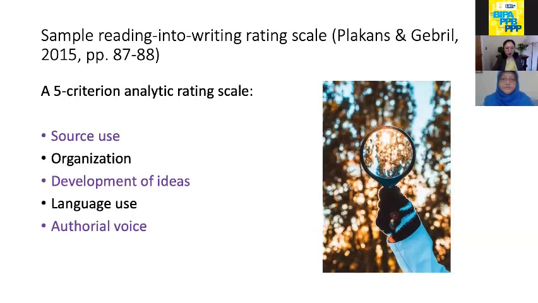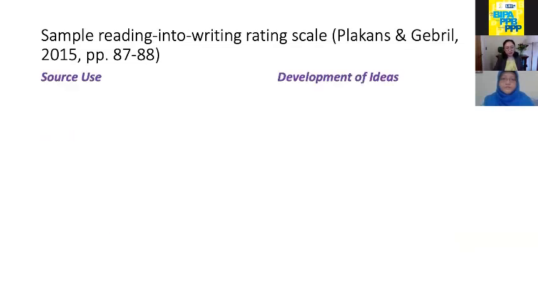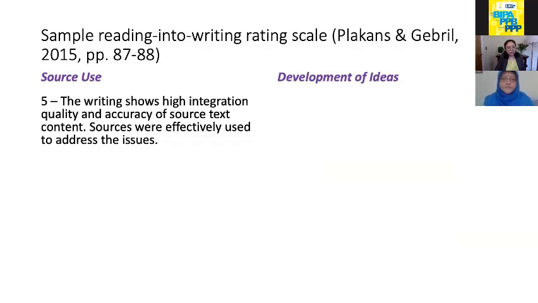Let me show you part of the descriptors. Let's start with source use. Band 5 is the highest band; it starts with 1, the lowest band, and 5 is the highest. I would like you to pay attention to accuracy of source text content. It's important that students are able to present the information from the text accurately.